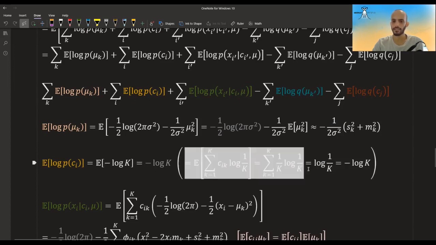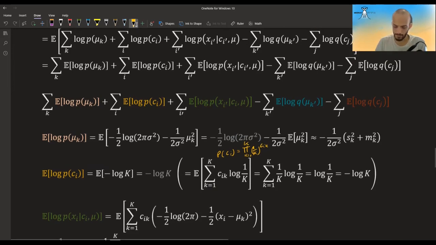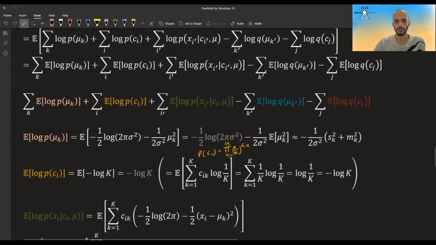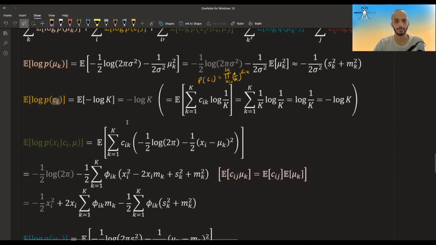We could have also looked at it like this if we break it down. We could have taken the probability of c_i to be the product of 1 over k to the power of c_ik, over k equal 1 to big K. And then if we use the log of it, we get the same expression as before. You can calculate it, but also intuitively, the probability of having each c_i is just 1 over k, and so the log of it is minus log k, and this is a constant. It doesn't change with regard to the parameters of the CAVI algorithm.